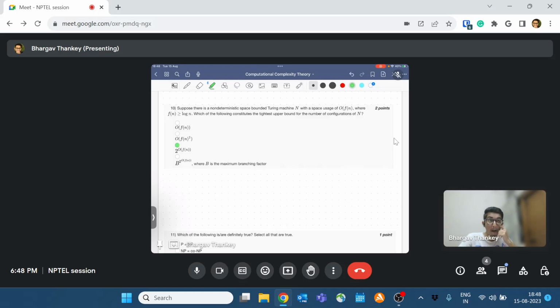For each cell, we have tau possibilities. So for f(n) cells, tau raised to the power f(n) possibilities. The Turing machine may reside in one of the q states, and the head may point to one of the f(n) positions. So the total configurations possible in that case would be q times f(n) times tau raised to the power f(n).